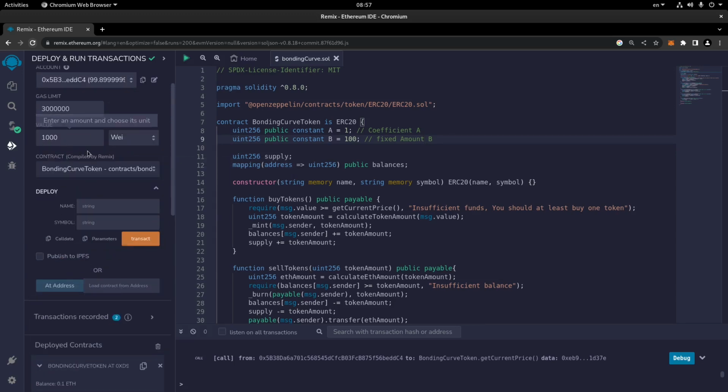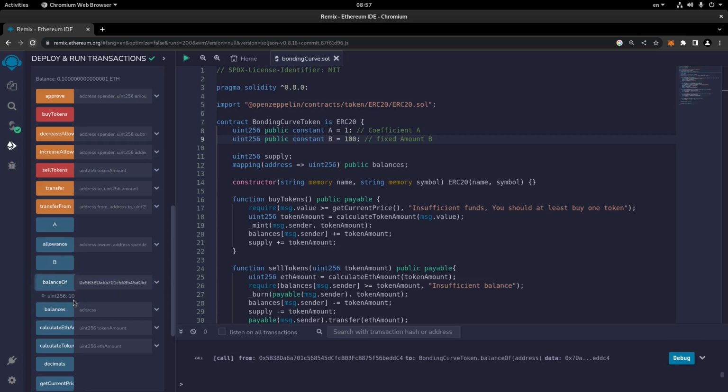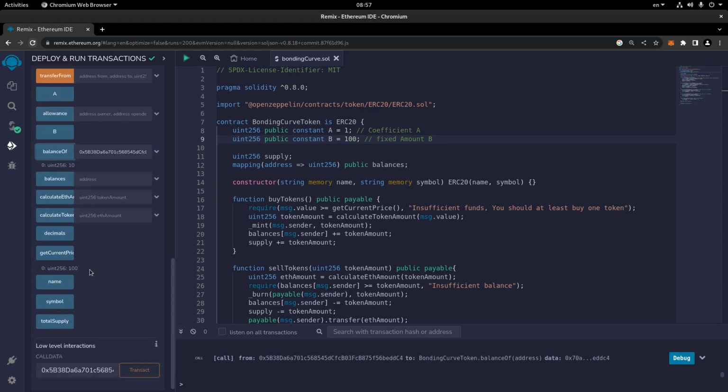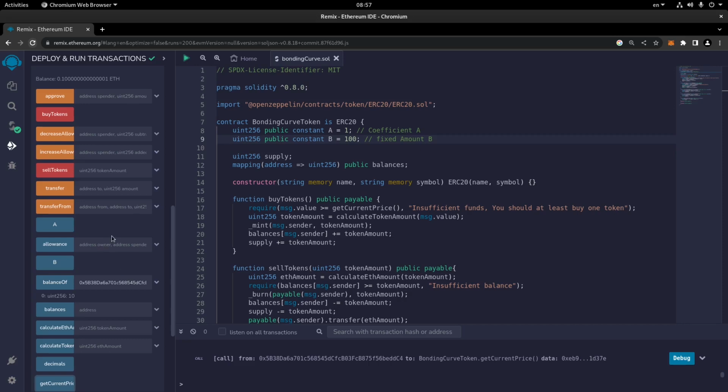It's 1,000 Wei, and we can click buy the tokens, and now you can check the address balance, and as you can see, 10 tokens are here. If we get the current price right now, as you can see, it has increased, and it's now 200, right? So the price has increased, and now we can sell the tokens to see what happens.